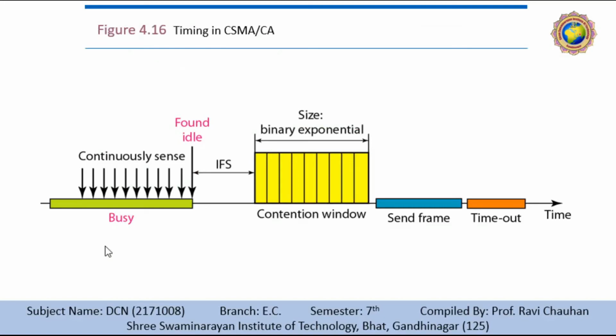Next is the third method, acknowledgement. With all these precautions, there still may be a collision resulting in destroyed data. In addition, the data may be corrupted during the transmission. The positive acknowledgement and the timeout timer can help guarantee that the receiver has received the frame. Okay, so these are the three components of our CSMA CA protocol.